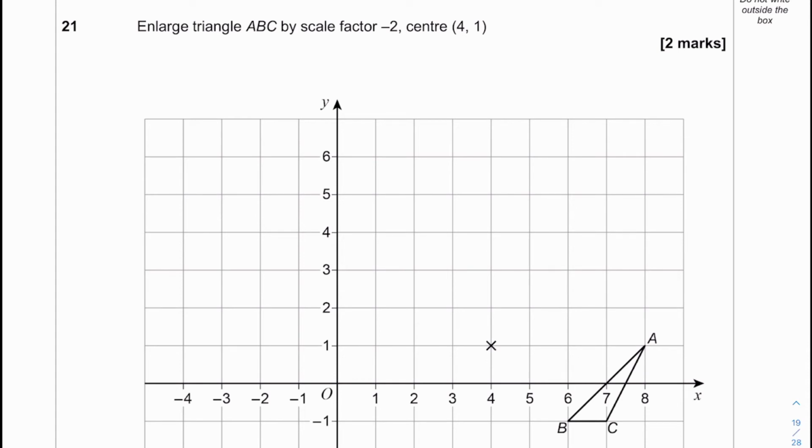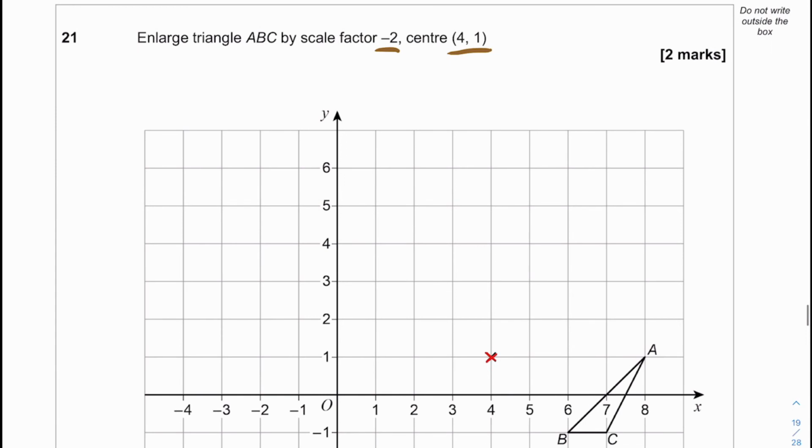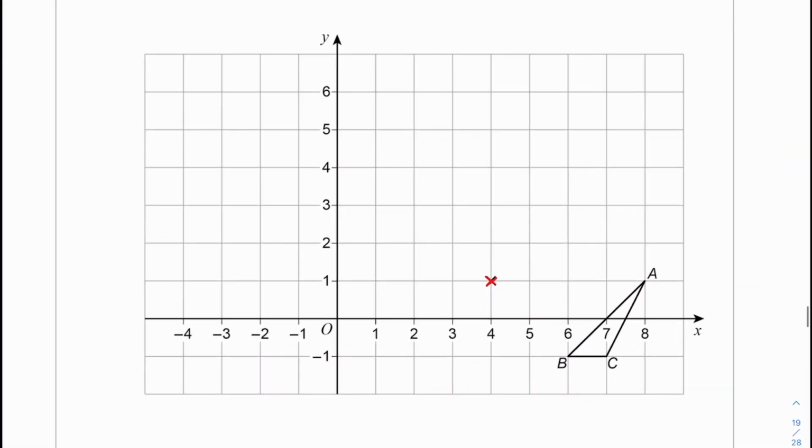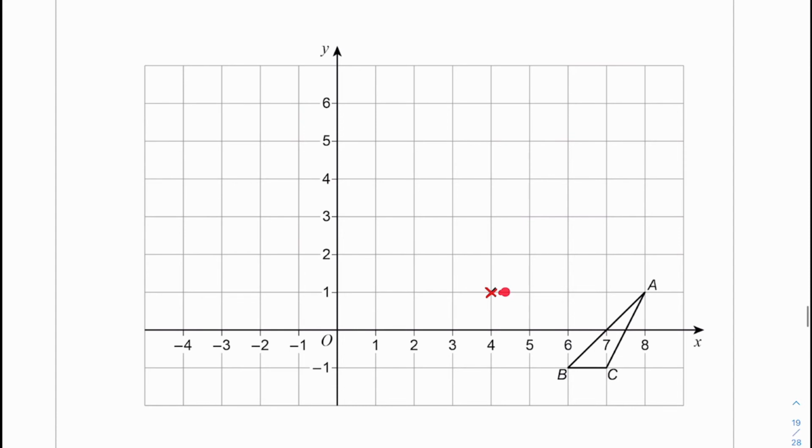Question 21, we need to enlarge triangle ABC by a scale factor of minus 2 with a centre 4, 1. So the centre's already marked on our diagram down here, and the scale factor is minus 2. So when the scale factor is minus 2, essentially, however many points we move from our centre to get to A, we move double that amount in the opposite direction to get our new point. So we've moved 1, 2, 3, 4 points to A, so therefore we're going to move 8 points in the opposite direction, so 2, 4, 6, 8. So this is our new point A.